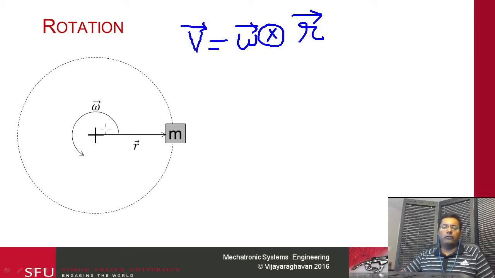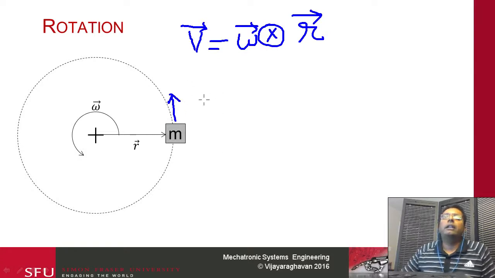Again, if you are becoming experts now in the right hand thumb rule, this is pointing out of my screen, this is in this direction, and you will notice your velocity actually comes in this direction. So this will be my direction of the velocity.